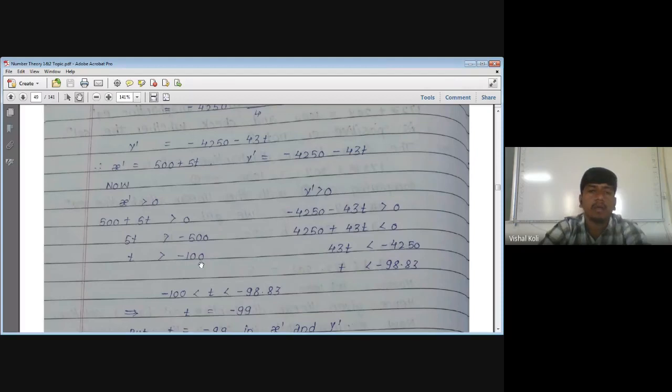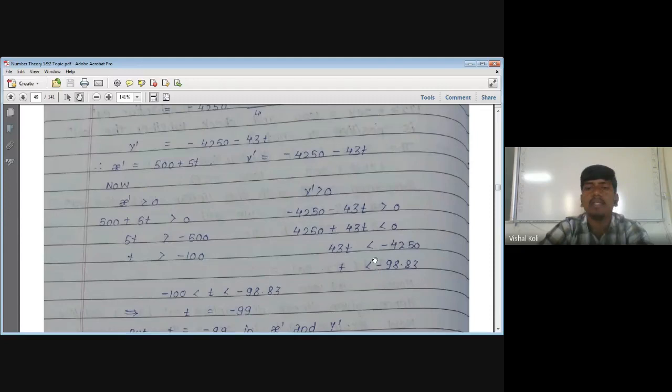Similarly, we have to consider y dash also greater than 0. But y dash is nothing but minus 4250 minus 43t, which is greater than 0. If we multiply both sides by minus 1, then the inequality will change. That is, 4250 plus 43t is less than 0. From this, 43t is less than minus 4250, and the next step is t is less than minus 98.83.